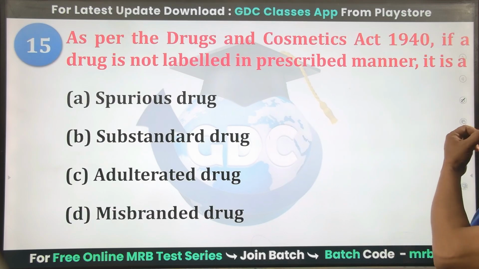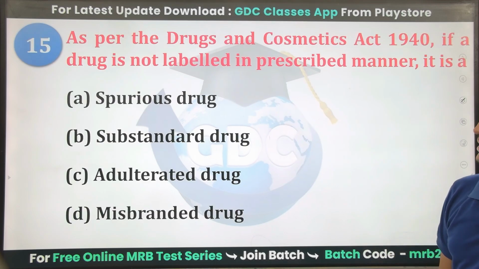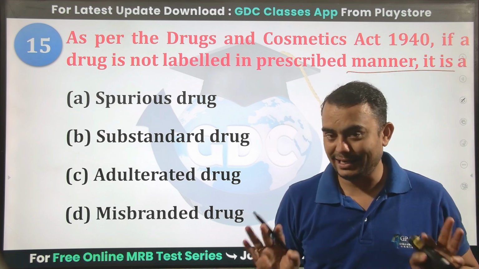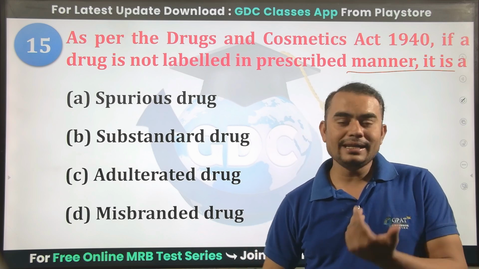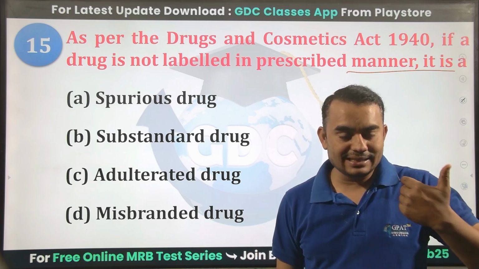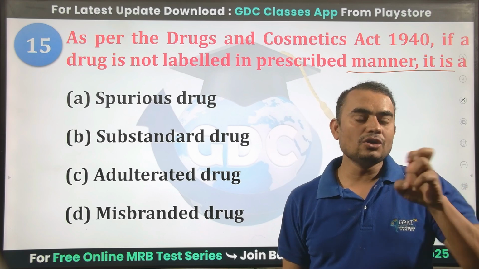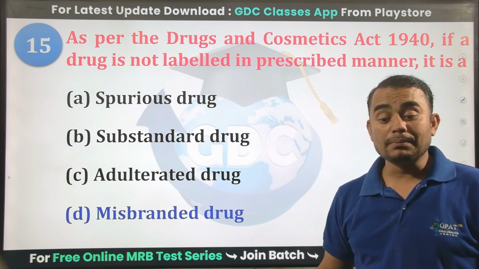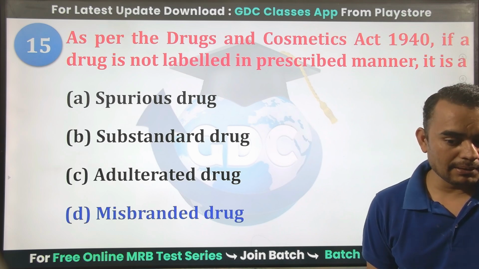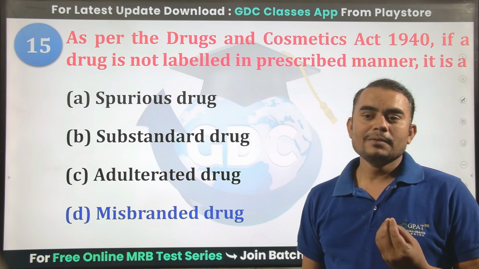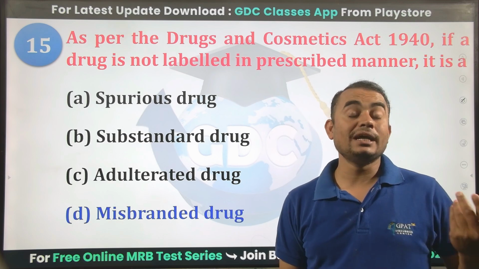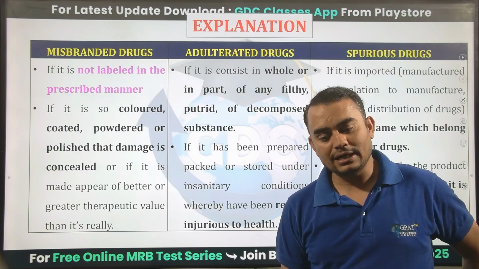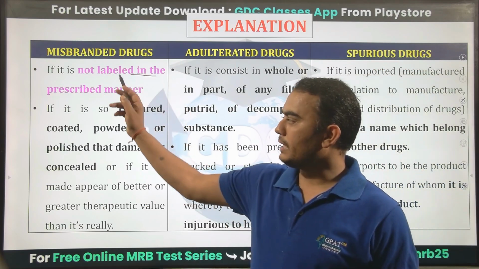As per the Drug and Cosmetic Act 1940, if a drug is not labeled in the prescribed manner, it is called a misbranded drug. Suppose in any medical preparation the packaging is not written in the proper direction or manner, that will be called a misbranded drug, meaning not labeled in the prescribed manner. Suppose they have written something which can give a false impression regarding the drug substance, that is called a misbranded drug. So it is not labeled in the prescribed manner.